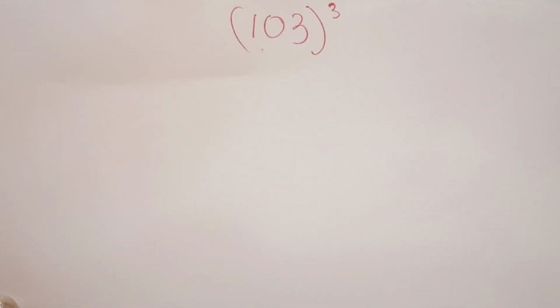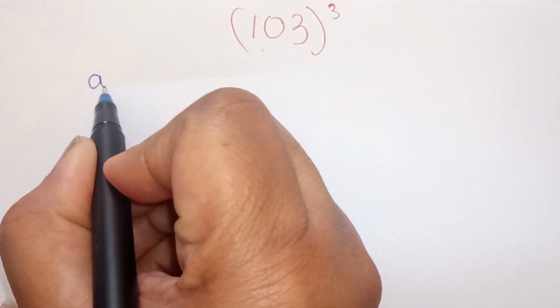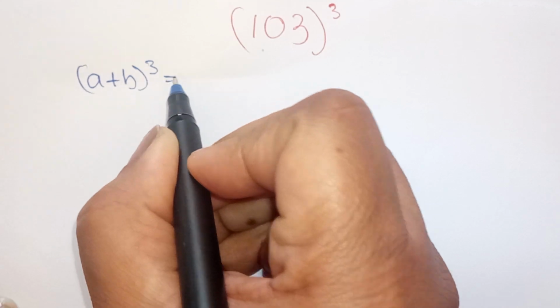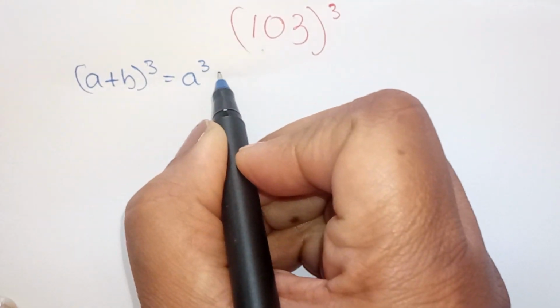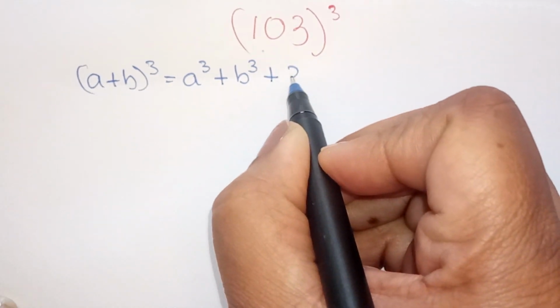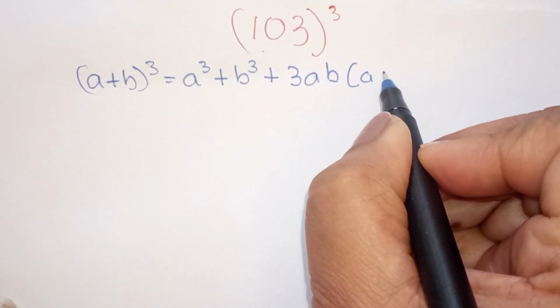Hi everyone, 103 to the power of 3. So don't forget this. We say (a + b)^3 equals a^3 + b^3 + 3ab(a + b).